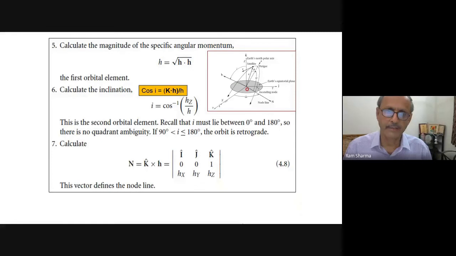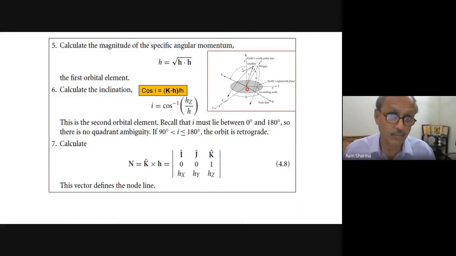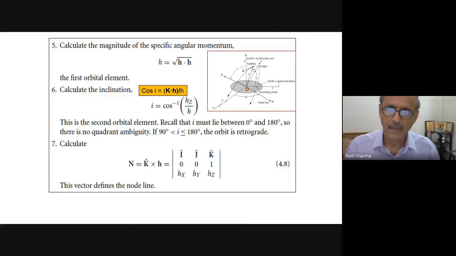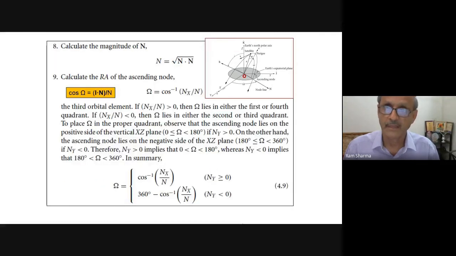So you calculate the k cross h. We have to be careful that we calculate k cross h. If we calculate h cross k, then we go to the other side, and the entire thing will become a mistake. And then we need to remember one more additional thing here.